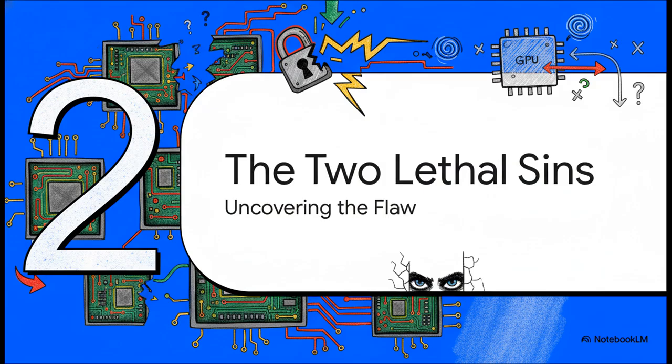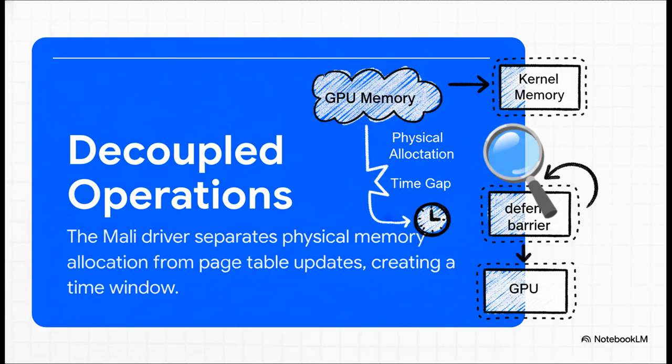So how does this actually work? Well, PhantomMap isn't some kind of black magic. It works by exploiting two really fundamental and frankly lethal design flaws in the ARM Mali GPU driver. The first flaw is a concept the researchers call decoupled operations. See, when your app needs GPU memory, the driver does two things. First, it allocates the physical pages of memory. Then, in a completely separate, later step, it updates the GPU's page tables to map those pages. That gap, that separation between allocation and mapping, creates a window of opportunity.